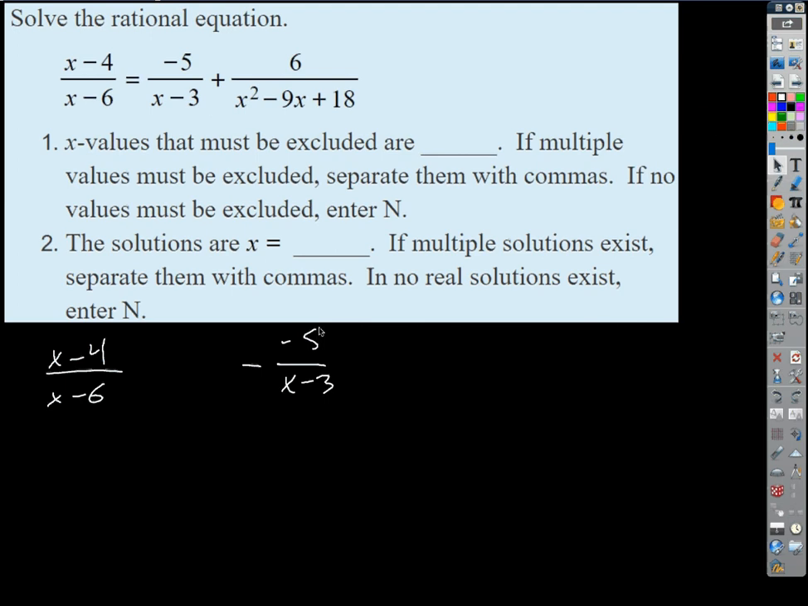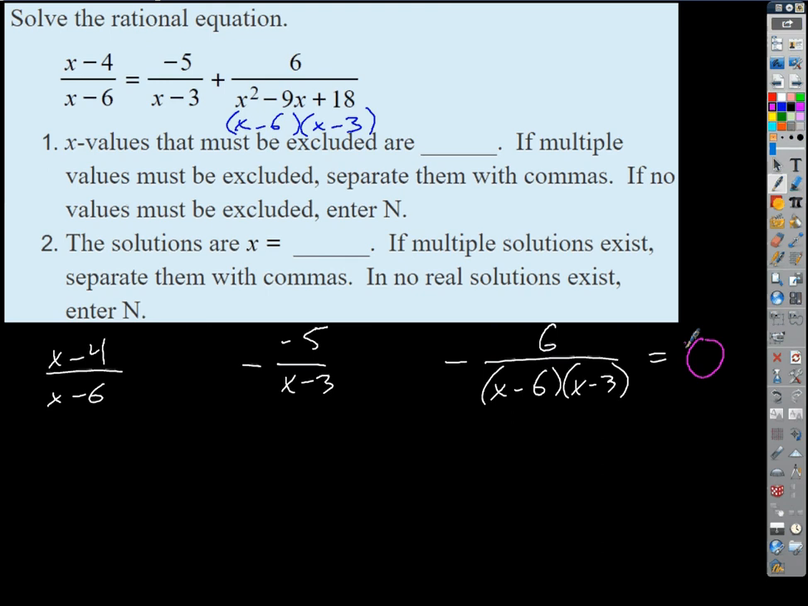Okay, so that term got added over there, and then we're going to subtract this one to the other side also. So we're subtracting the 6 over, now what's that factor into? Let's go ahead and factor this. What are numbers that multiply to positive 18 and add to -9? -6 and -3. So what's my common denominator going to be? What's the smallest thing that all 3 of those factors would divide into? Wouldn't it just be the product of the 2, right?